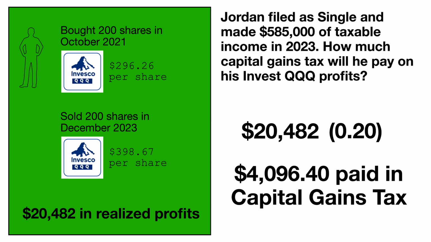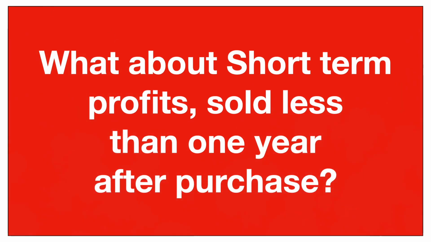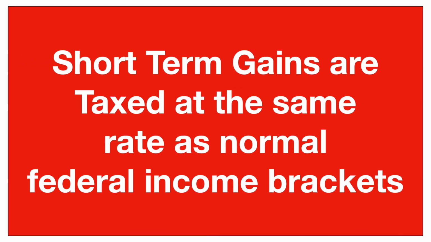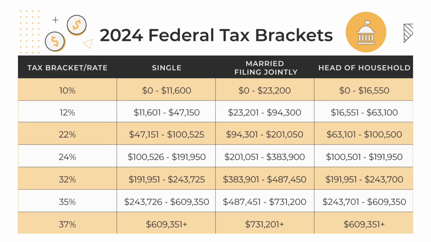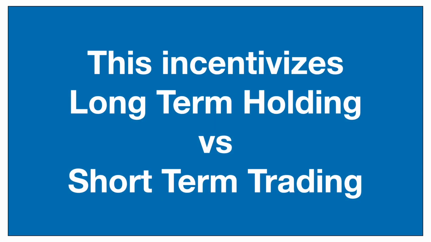So before you go, one last thing is, what about short-term profits that are sold less than 1 year after purchase? So short-term gains are actually taxed at the same rate as normal federal income brackets. And because of that, you end up having to pay no matter what. So there's the income brackets, and you're not taxed as the long-term gains are based off your income for the year, but how much profit you made on your capital gains. So if you made between 0 and 11,600 in 2024 in profits, you'll pay 10%, and so on down the line. And the reason for this is that this actually incentivizes long-term holding.